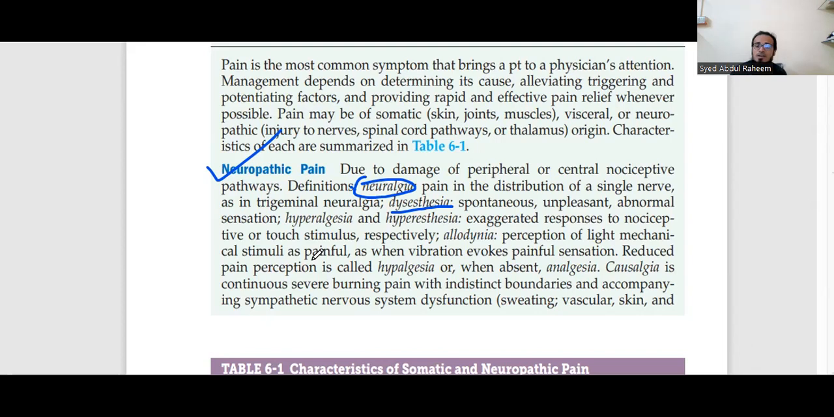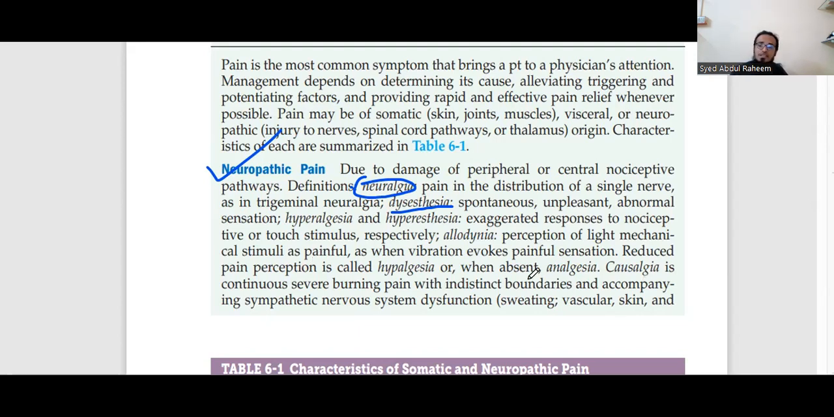Hyperalgesia means you are feeling the pain sensation. Whenever you have mechanical work, like walking, lifting the hand, moving the fingers, then only you are feeling the pain. And we have analgesia.